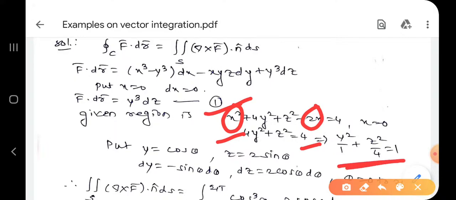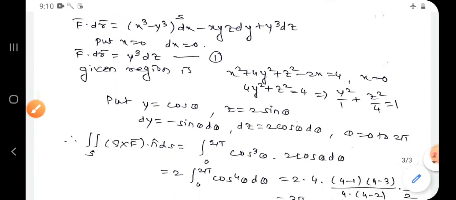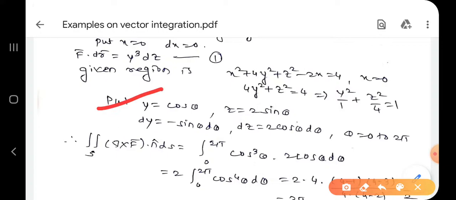It is ellipse. So use the substitution for ellipse. y is equal to cos theta, z is equal to 2 sin theta. Line integral I am talking about, not the surface integral. For surface integral we have to take r, but here r is not needed, because we are solving a line integral. So y equal to cos theta, z equal to 2 cos theta.